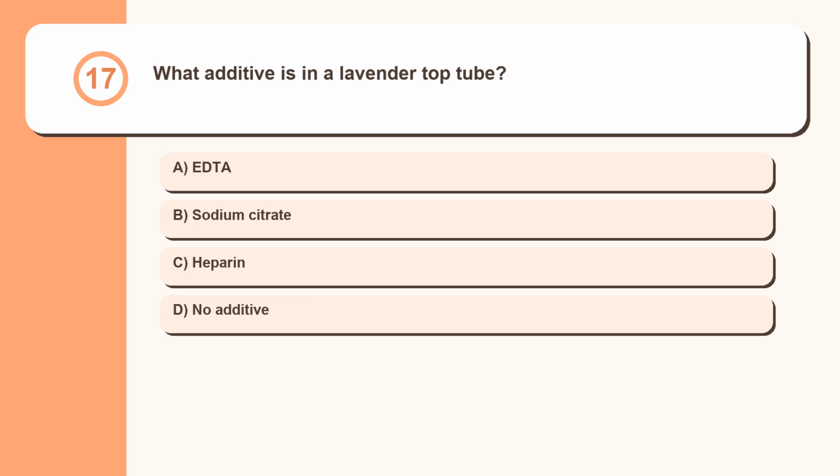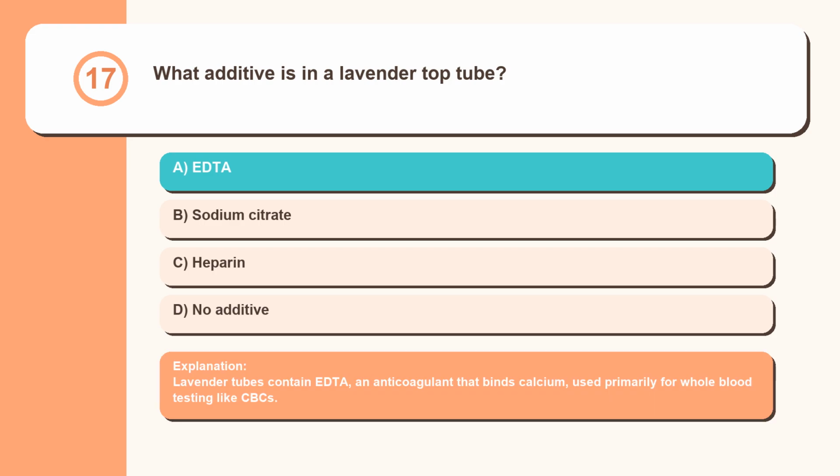Question 17. What additive is in a lavender top tube? EDTA. Sodium citrate. Heparin. No additive. Lavender tubes contain EDTA, an anticoagulant that binds calcium, used primarily for whole blood testing like CBCs.